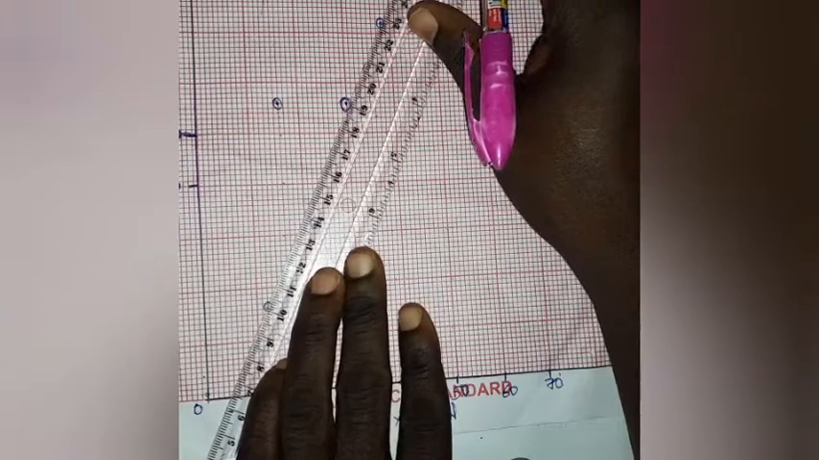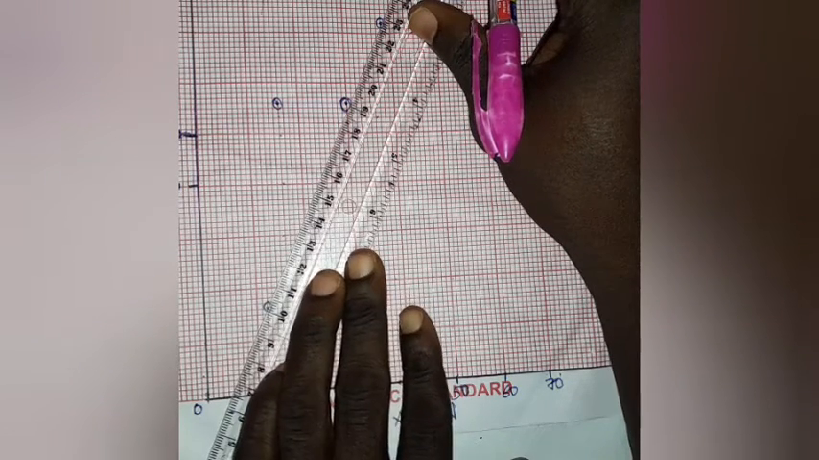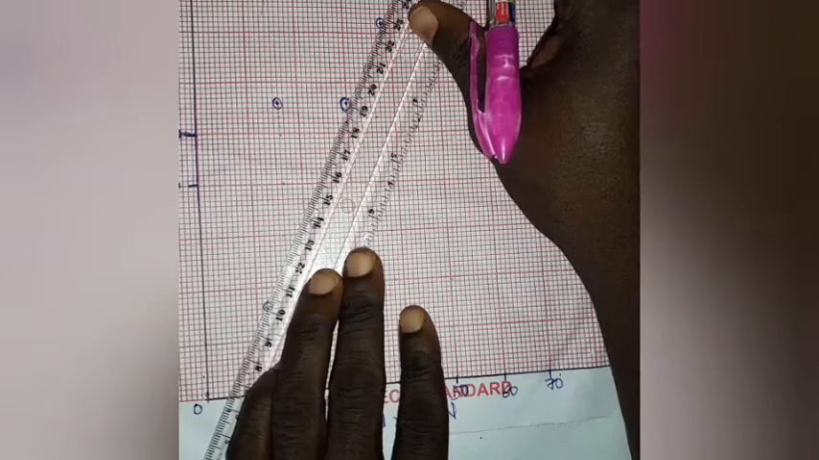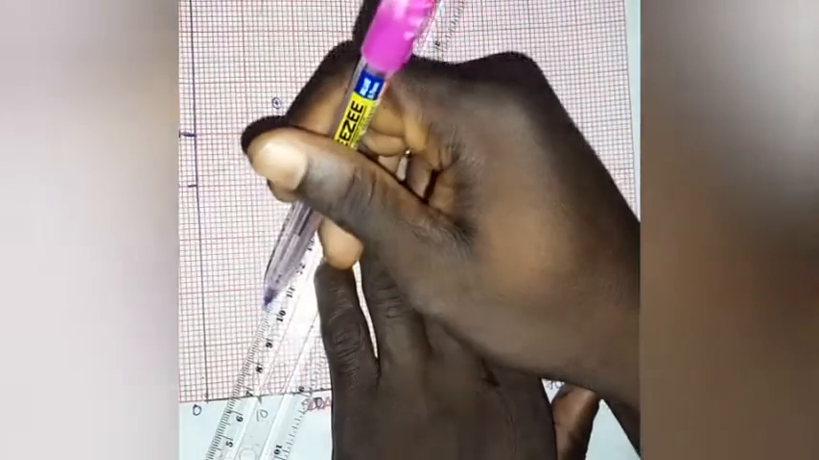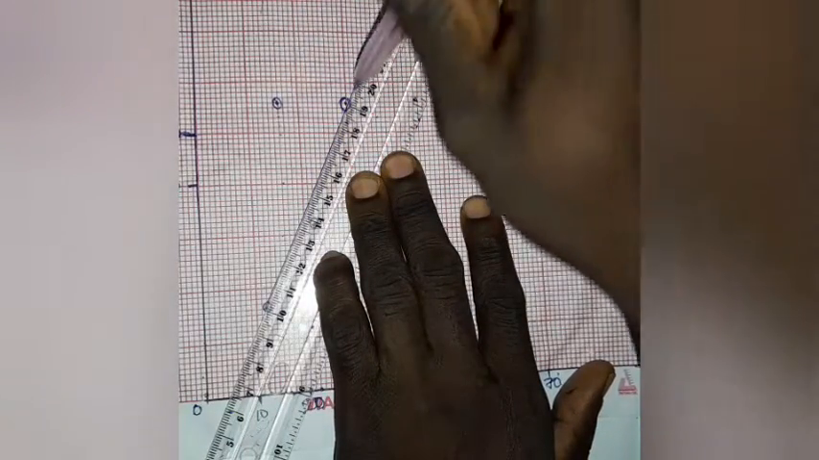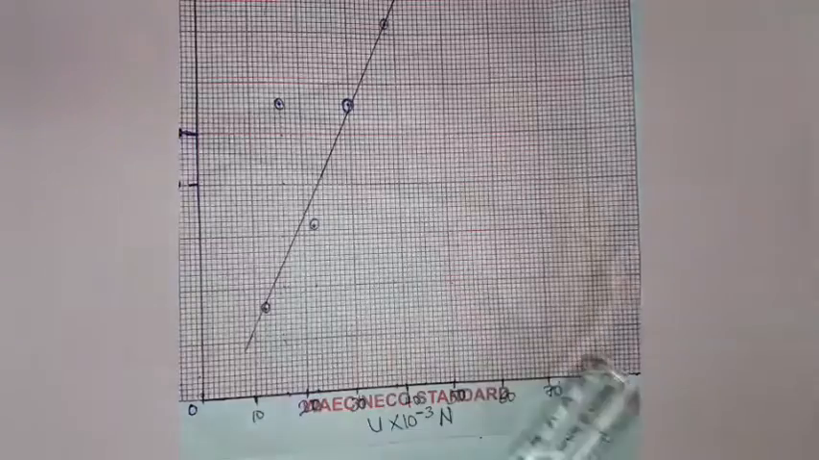It's not compulsory, but it's going to pass through the centers of those lines. If it is possible for you to draw it through them, draw it. But if not, just look for the best fit that you can draw it through. So I'll draw through this to any length.